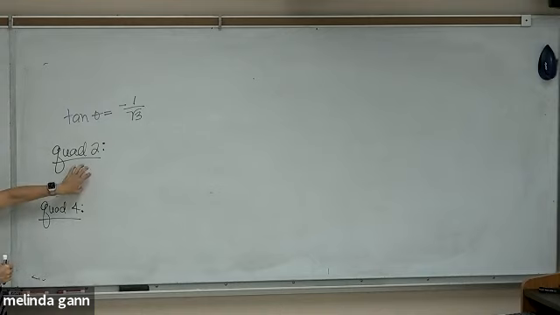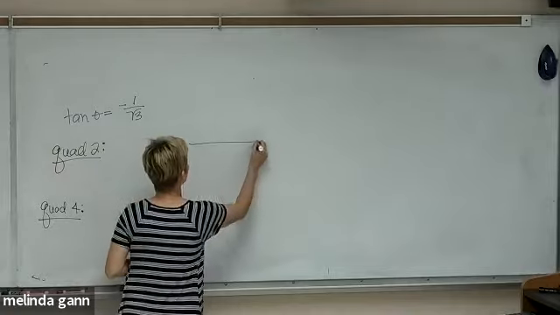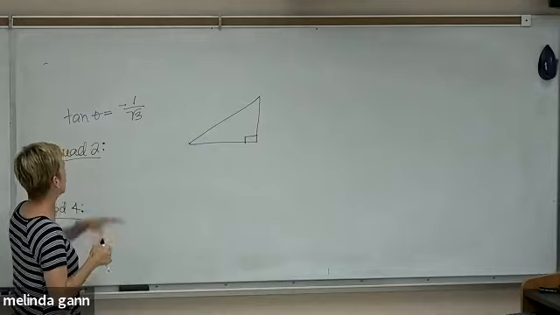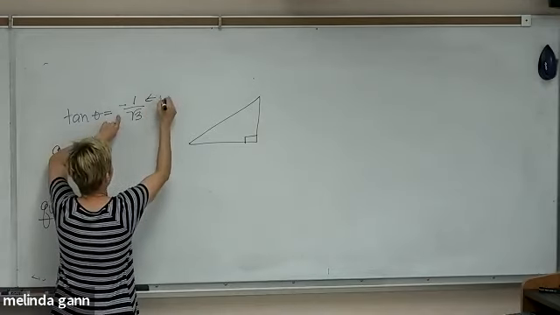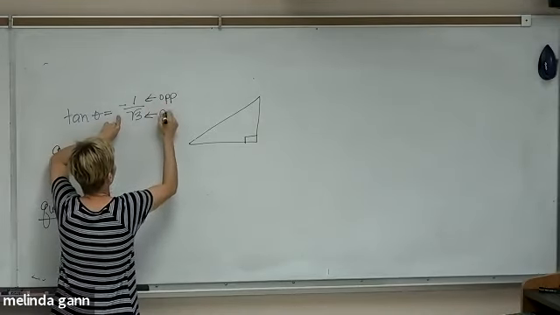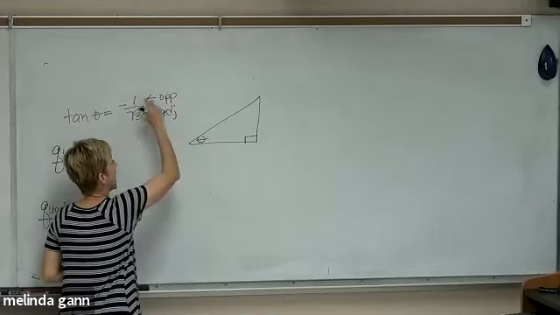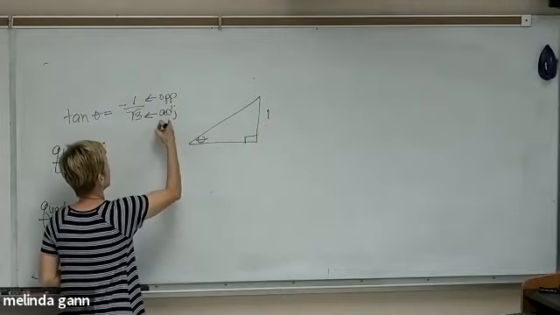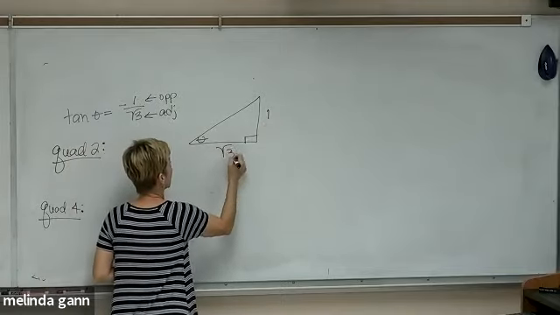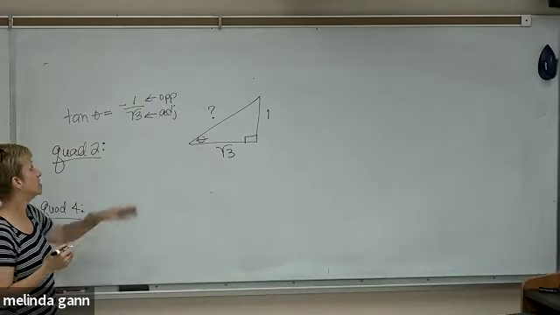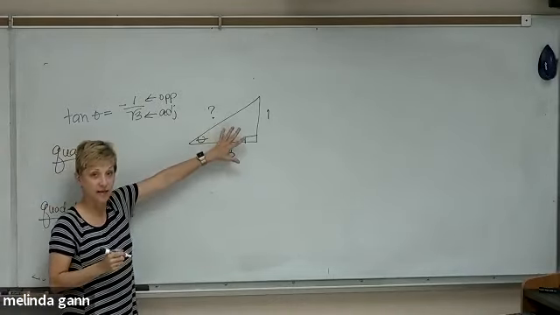Okay? Now, I've got to find my reference angle first, remember. So what do we do? We build the triangle. Okay, so I'm going to build this triangle. All right. Now, remember what tangent is. Tangent is opposite over adjacent. Okay? So the opposite side must be 1, and the adjacent side must be the square root of 3, and I don't know what the hypotenuse is. Okay? Now, don't ever put a negative on the length of the side of the triangle.